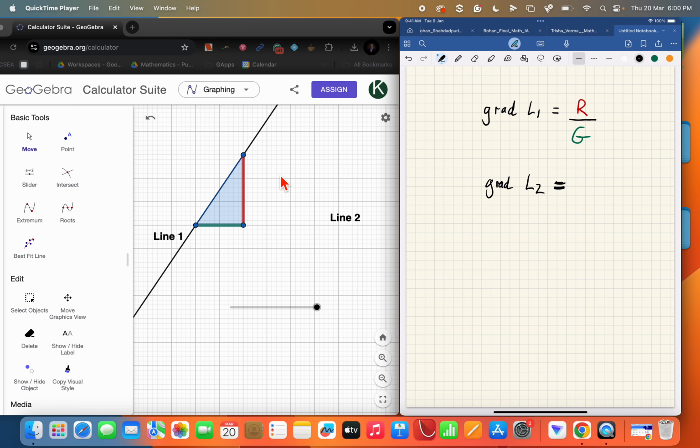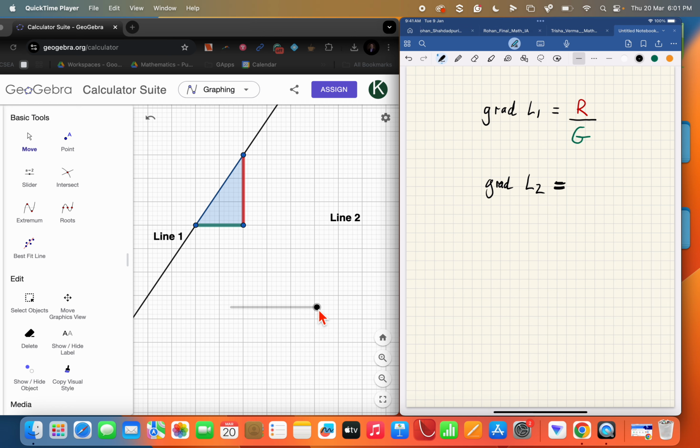Okay, so on the left-hand side, I've got a straight line, and you can see that we could work out the gradient. The gradient for this line would be delta y, change in height, over change in horizontal distance, delta y over delta x. You might say rise over run. And on the iPad here, I've got gradient of line 1, which is the red length divided by the green length, but that seems pretty obvious.